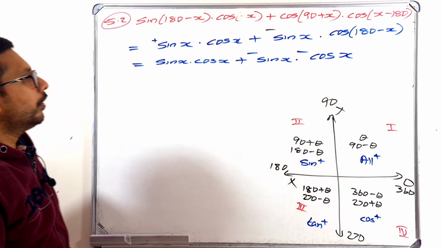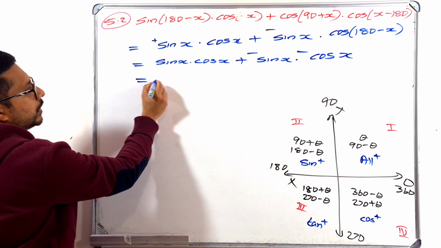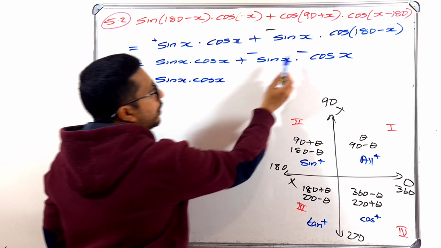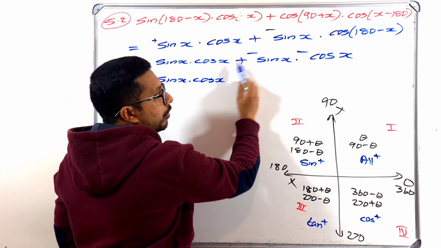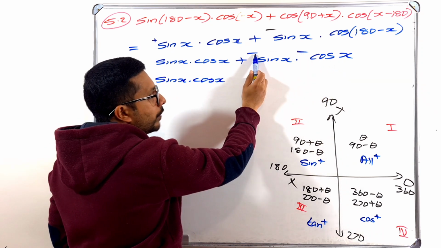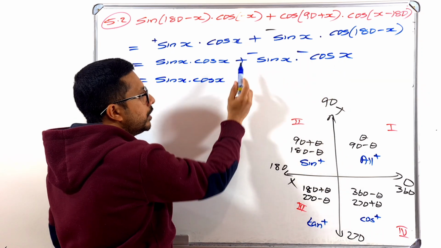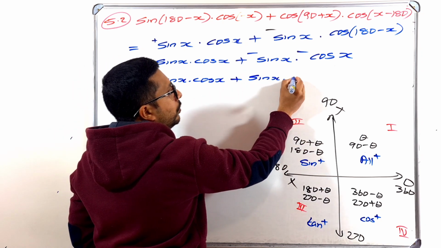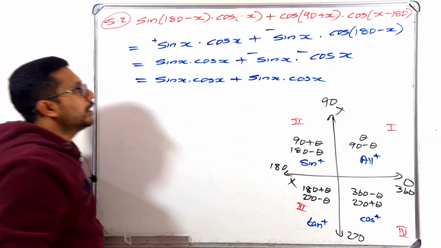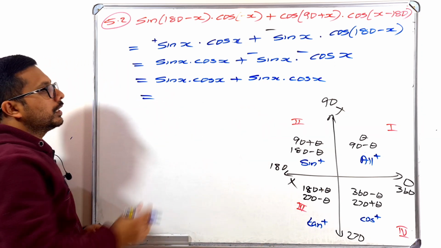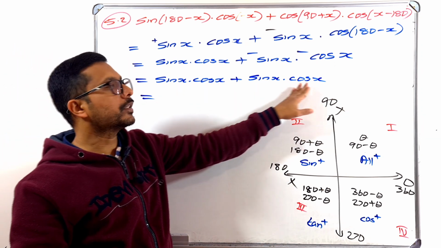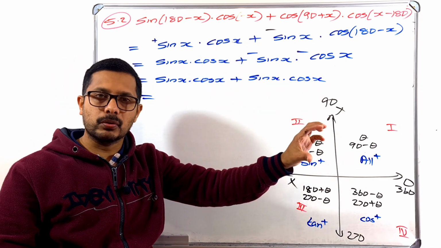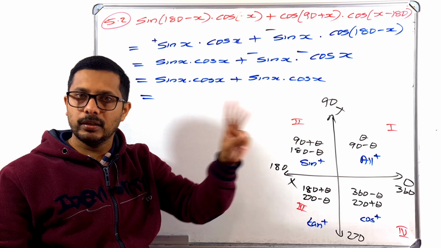Okay, let's write one more step. So this is sin x into cos x. Then look at this one, minus into minus, all of these are multiplication. Minus times minus is positive, positive into positive is positive. Then again sin x into cos x. Now look at this step, sin x into cos x plus sin x into cos x, these are like terms. So how many sin x cos x are there? 2 sin x cos x.